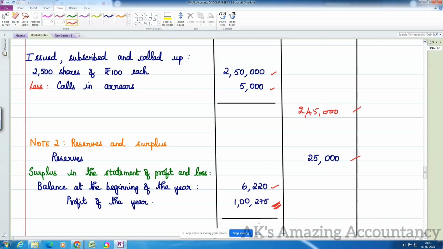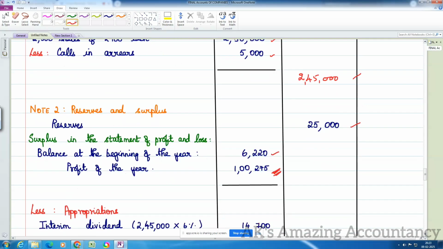With 6,220, you'll be adding 1 lakh and 275. Now let us see what is the total we are getting. So we'll be getting a total of 1 lakh 6,495. So this will be the total. After you arrive at the total, you have to do appropriations if any. So let us see whether there is any appropriation, and let us have a look at the problem now.